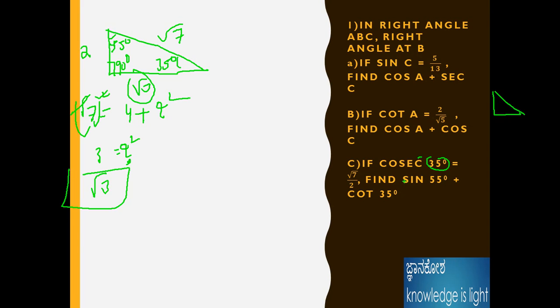Okay, sin is nothing but opposite by hypotenuse. For sin 55 degree, I need to take the opposite, which is root 3, and here the hypotenuse is root 7.